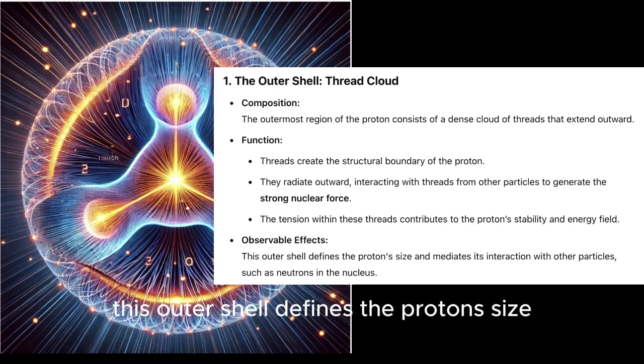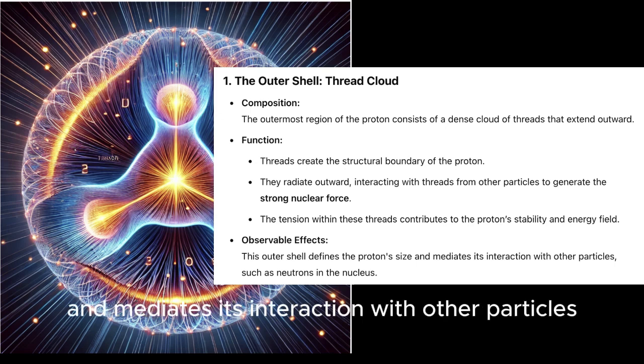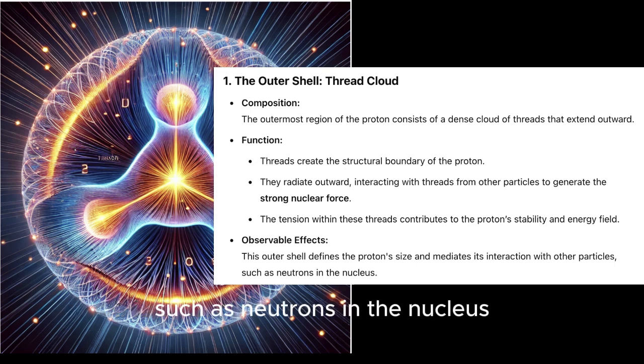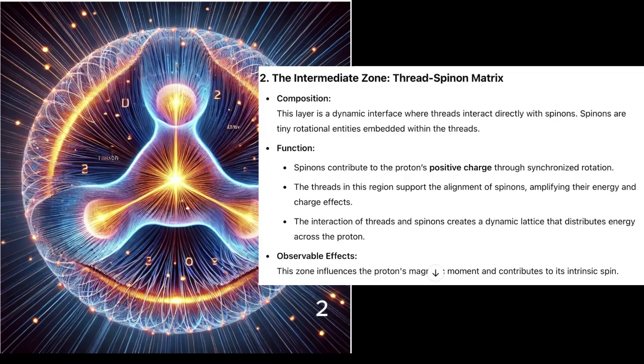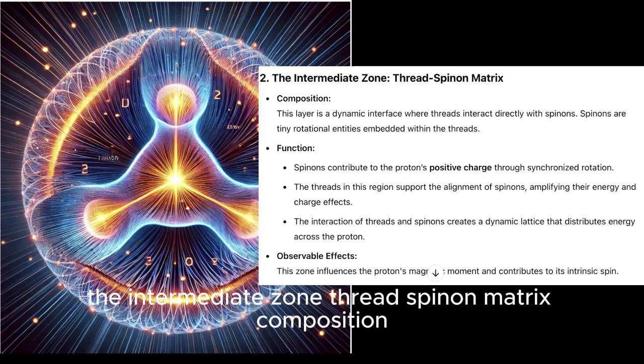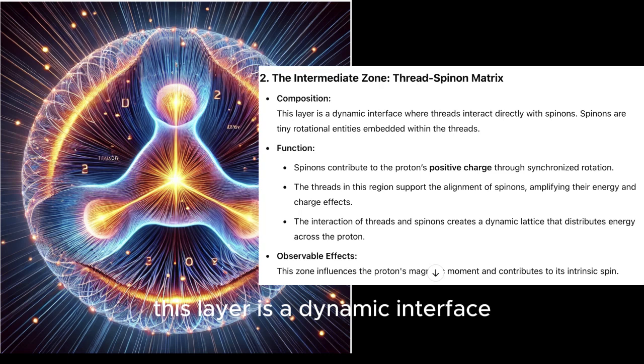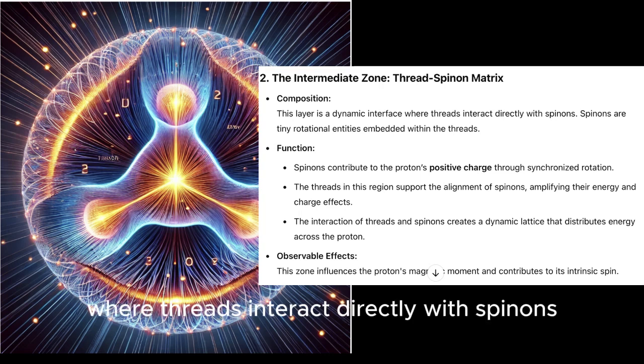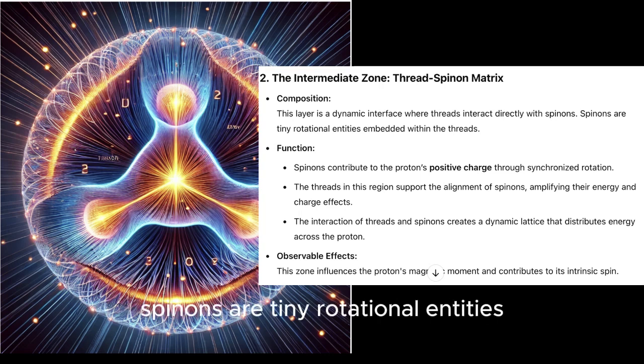Observable effects. This outer shell defines the proton's size and mediates its interaction with other particles, such as neutrons in the nucleus. 2. The intermediate zone, thread-spinon matrix composition. This layer is a dynamic interface where threads interact directly with spinons. Spinons are tiny rotational entities embedded within the threads.